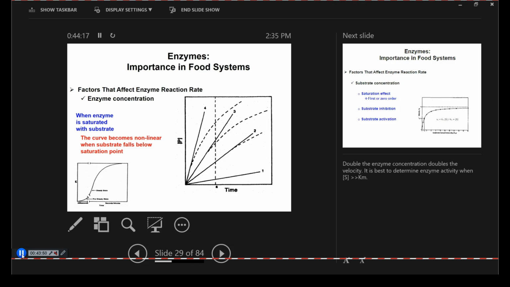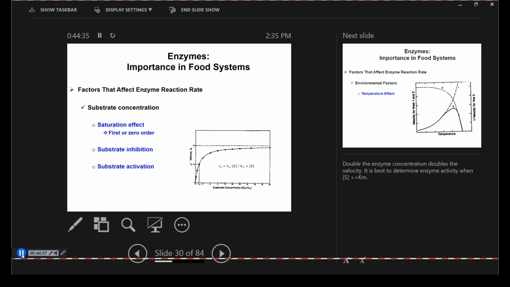Yeah, this is just to illustrate that we always want to work in the steady state where we have a linear line, and so with that we can get the slope, which is our initial velocity.